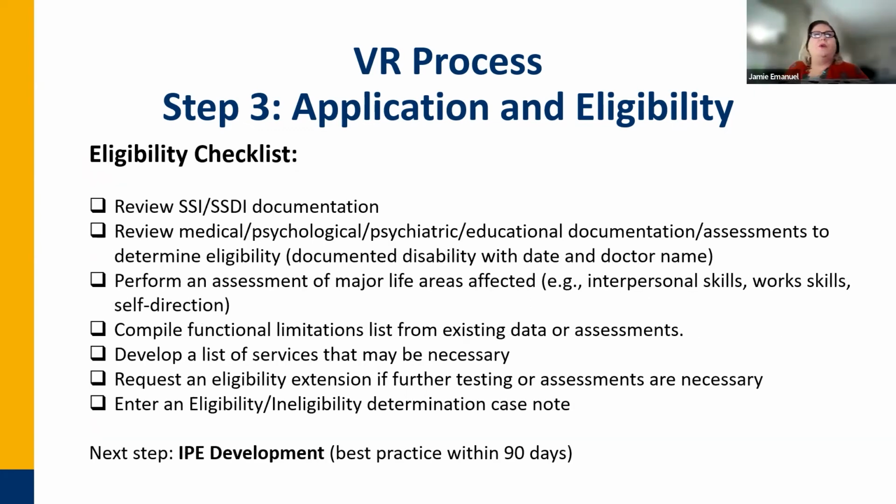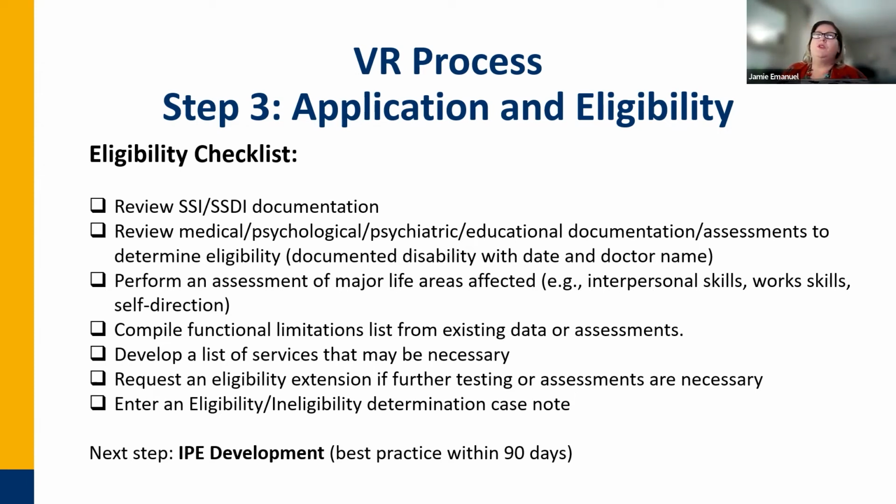And here is a quick eligibility checklist. It's a good idea to check these items off if they apply to your particular case. Review any SSI or SSDI documentation you may have. If they are presumed eligible or you have presumptive eligibility based on their SSI or SSDI benefits, make sure you have copies of that documentation.